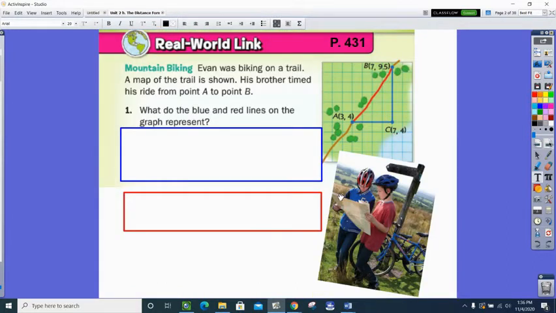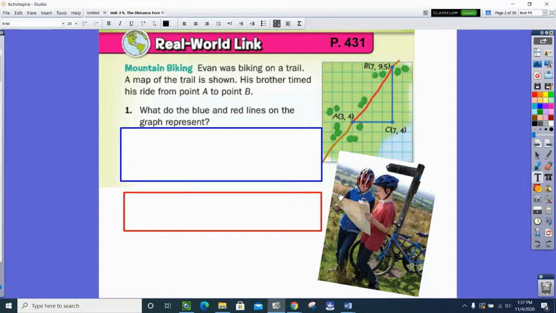So I'm going to start kind of with a real world example. Imagine that Evan was biking on a trail and a map of the trail is shown. So the trail that he is biking on is this red here, okay? And his brother timed his ride from point A to point B. What do the blue and red lines represent on the graph?